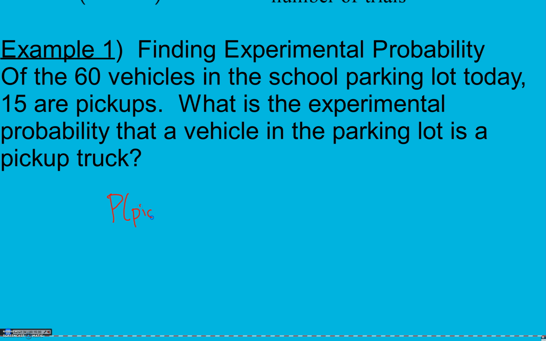of pickup is how many times it occurs out of how many total options. Okay, out of how many total things. We divide that and you get 0.25. You also could do 25%. So there's a 25% chance that if we pick a vehicle out of the parking lot, it's going to be a pickup truck. I think in our parking lot it's probably higher than that.